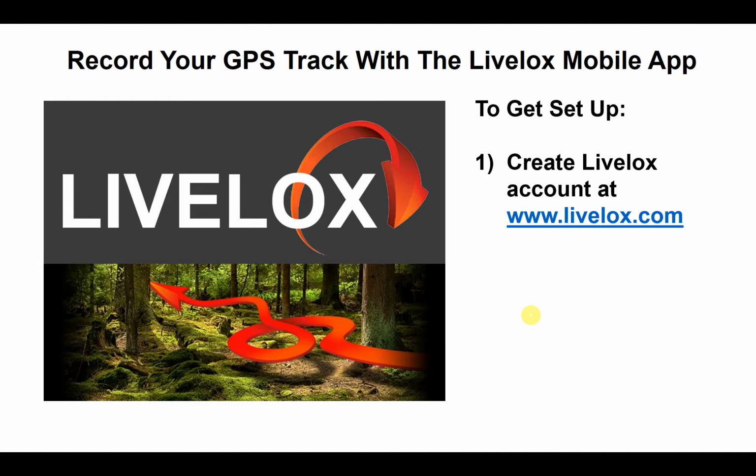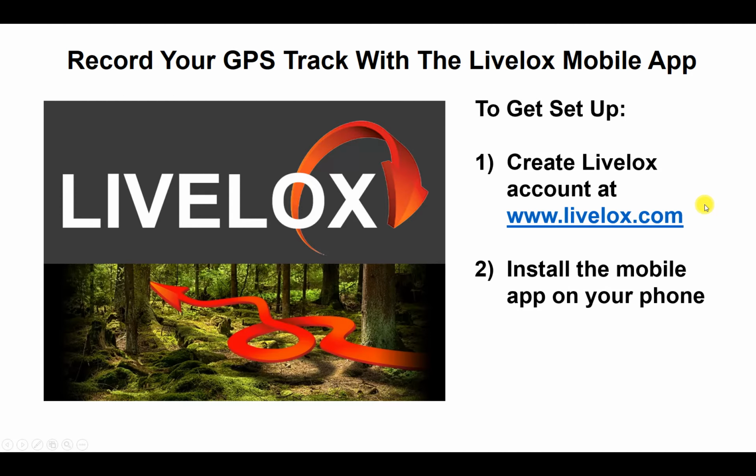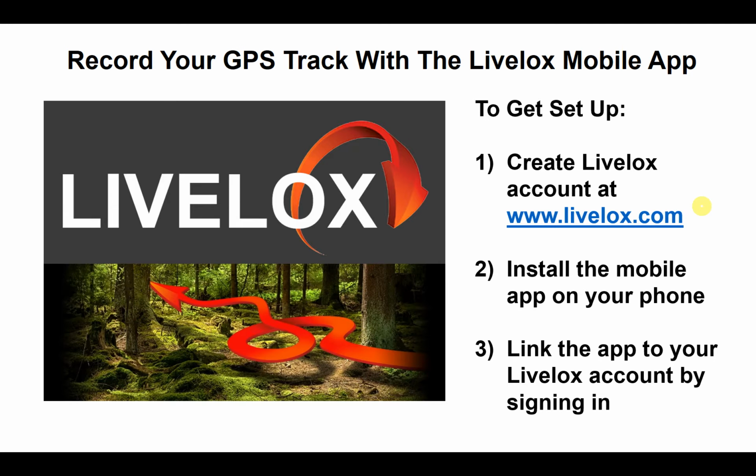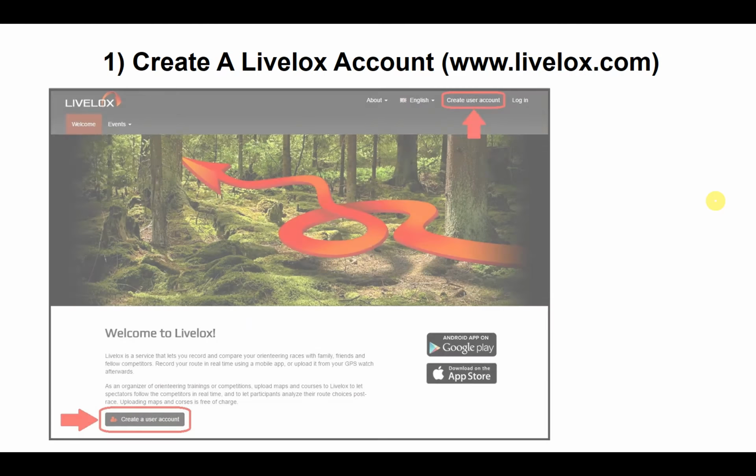3-step process. The first one, you're going to create an account at the Livelox website, www.livelox.com. I'll show you exactly how to do that. Then you're going to install the mobile app for Livelox on your phone. That's the one that does the actual GPS recording while you're out on the course. And then finally, you link the app on your phone to the account on the website so it knows where to put the results when you upload them. So it's just these 3 simple steps.